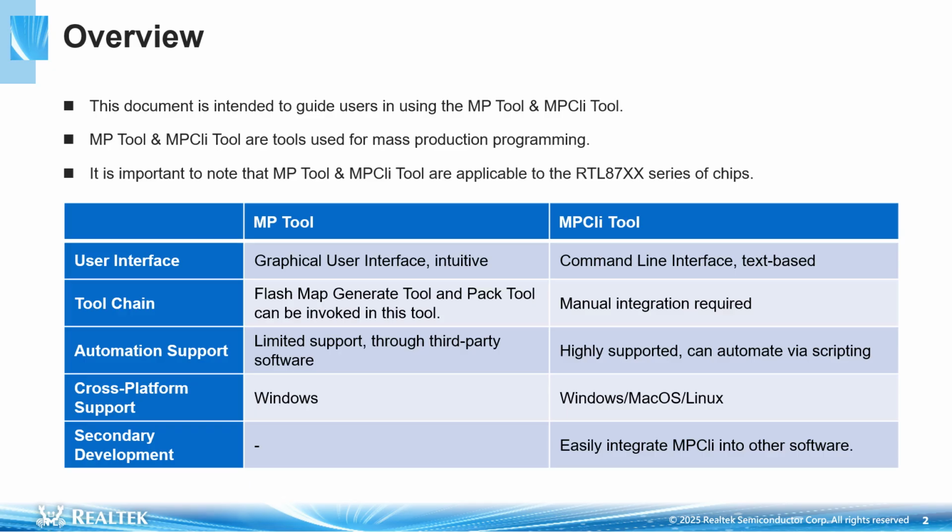However, the automation for mass production in MP Tool is limited and there may be a need for third-party software, and it is only supported on the Windows platform. MP Client Tool is a command line tool based on text. Although it does not integrate other tools, users can achieve more functionality through scripts, such as automating mass production. Additionally, MP Client Tool supports cross-platform use. Since it is text-based, users can easily integrate MP Client Tool into their own software.